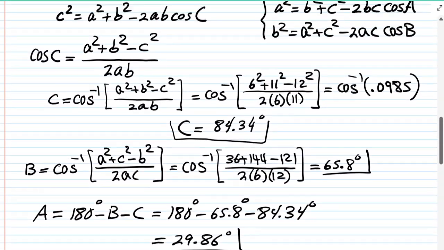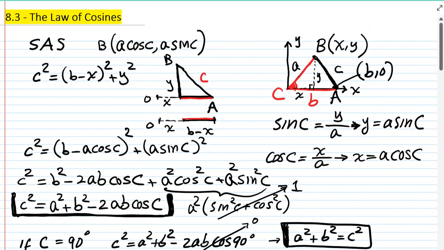We are done with this section, and in fact we're done with the chapter now. Rather short chapter. We only covered 3 sections. We did law of sines in the previous lecture, and now the law of cosines. Hopefully everybody's good on this lecture.